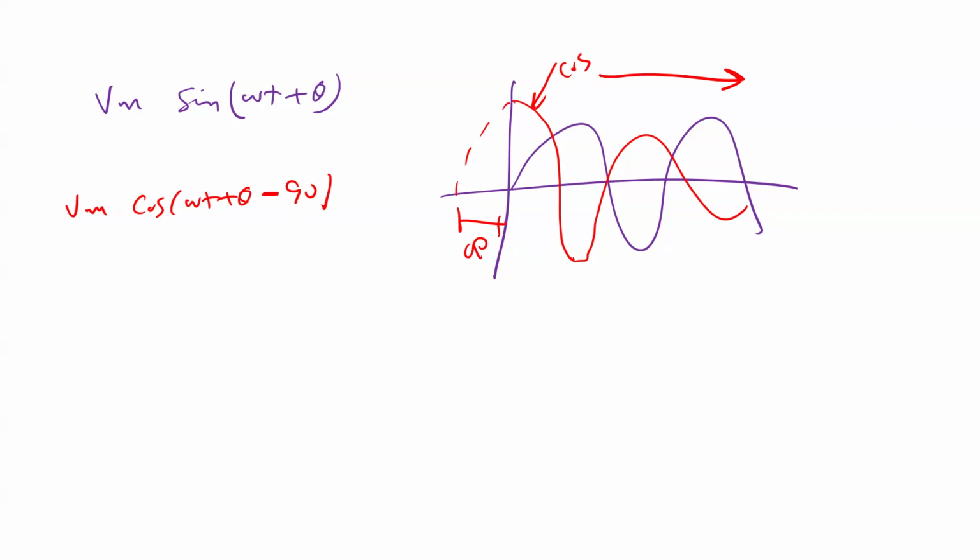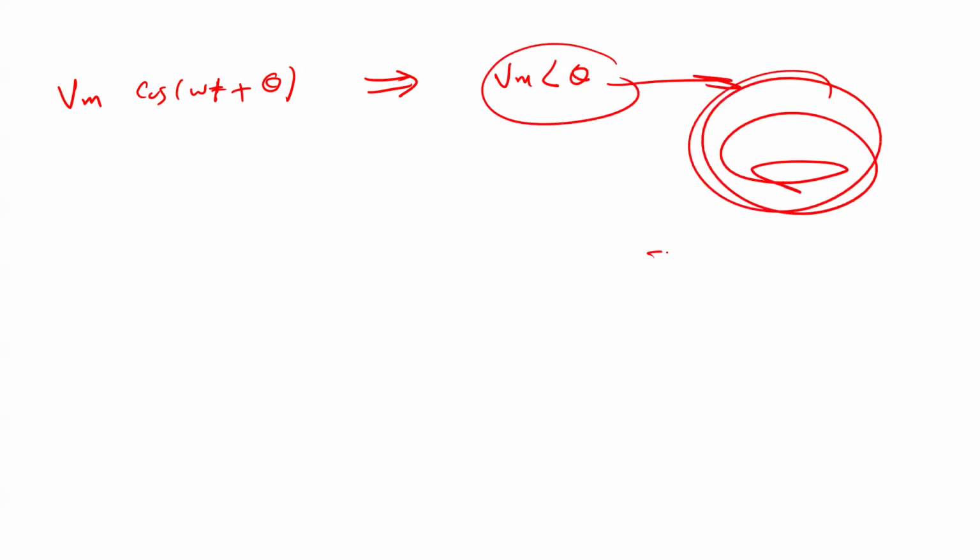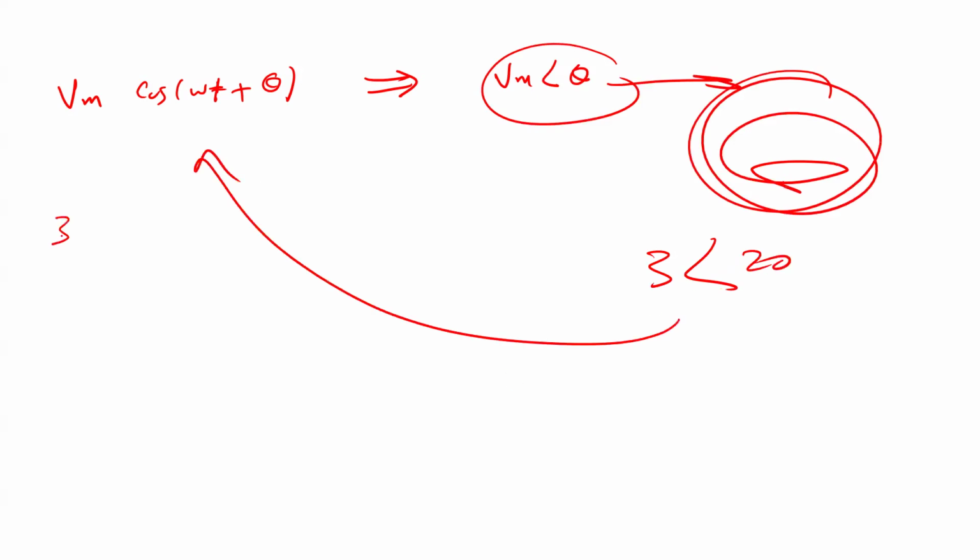So again, the final conclusion is I'm expecting you to give me Vm cosine omega t plus theta. This can be solved this way. If I give it to you this way, all you have to do is take Vm with angle theta in the calculation. After the calculation, whatever you get, for example 3 with angle 20, when you come back to the time domain, it has to be 3 cosine omega t plus 20.